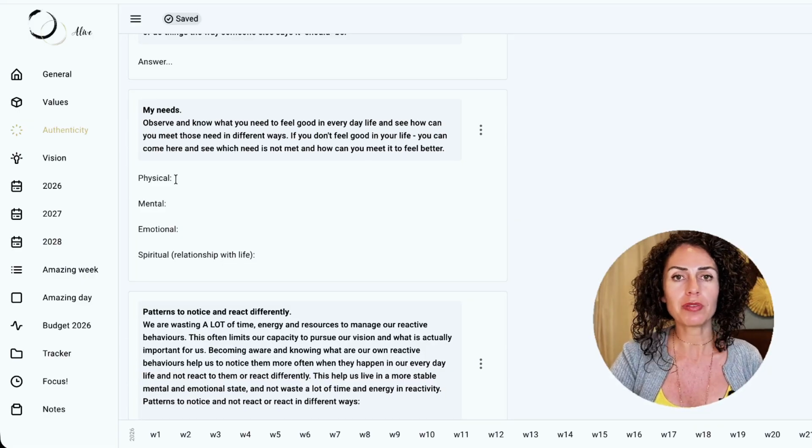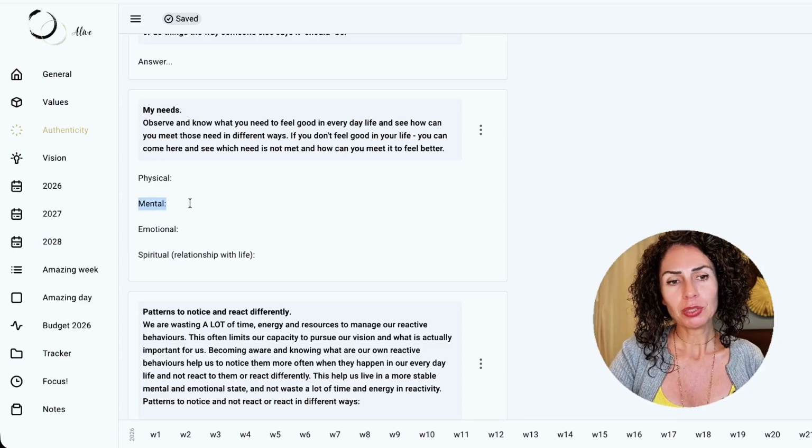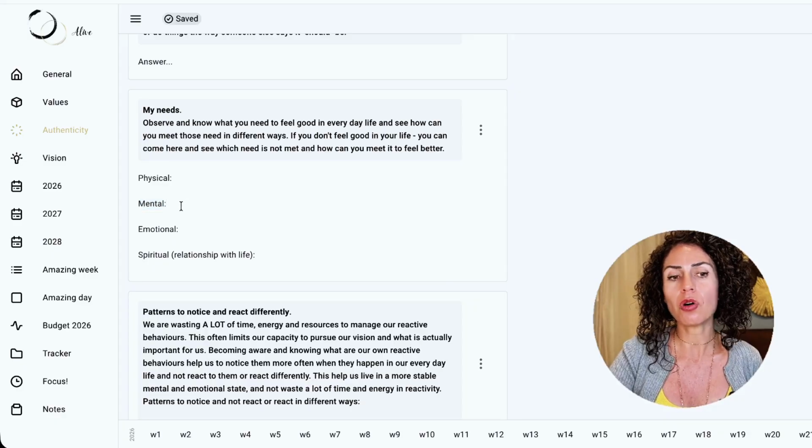So these are a couple of examples that you can maybe see about yourself and write down. An example of a mental need can be going for a walk. If you know that going for a walk really helps you feel clearer and relaxes you, maybe write down going for a walk every day.